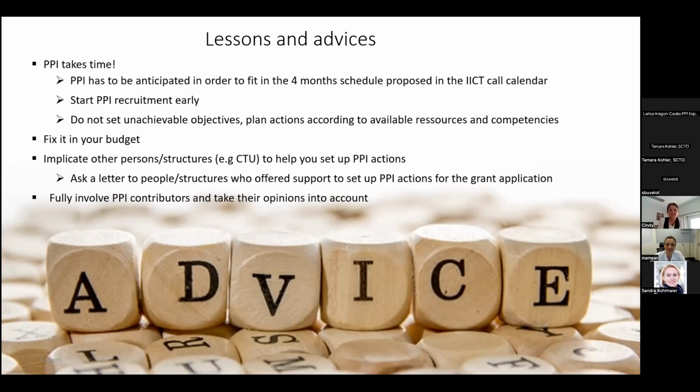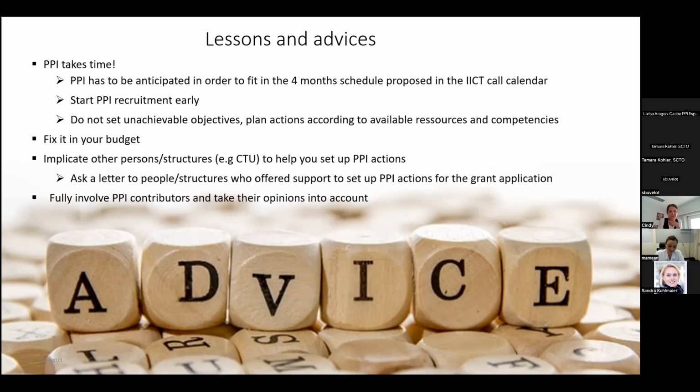Plan actions according to available resources in your team and competencies within your research team. Don't forget to really fix PPI actions in your budget for the preparatory phase, but also for the full proposal, and do not underestimate the costs.